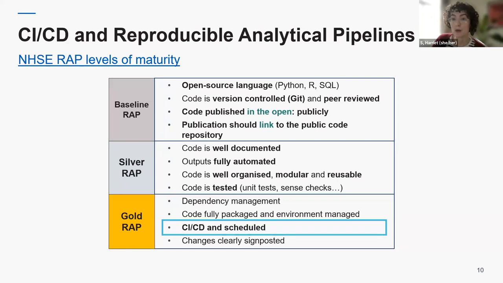In NHS England, we have been putting a lot of effort into trying to help teams around the organisation and beyond implement or adapt what they're doing to make sure that they are reproducible analytical pipelines. And our approach is to use different levels to aspire towards. So you can see that at a baseline level of RAP, you're using an open source language such as Python or R, all the way through to gold RAP, which includes CI/CD. These automatic processes, including testing, ensuring some level of consistency in your code, are something that we aspire towards at NHS England, but would like to suggest that others should as well. If you're interested in that, there's a link on the slides and Joe can share it in the chat for you to learn a bit more.